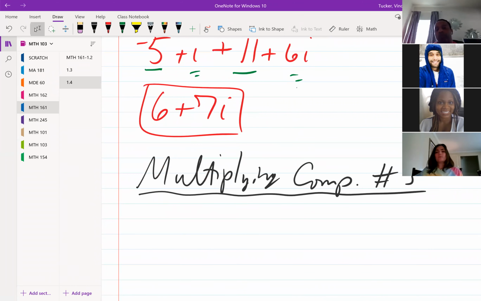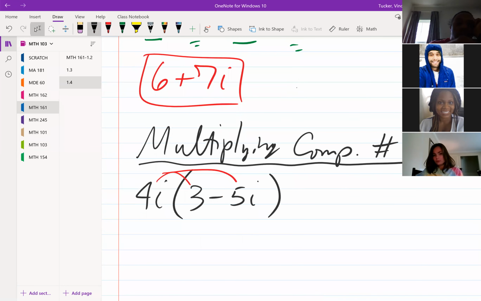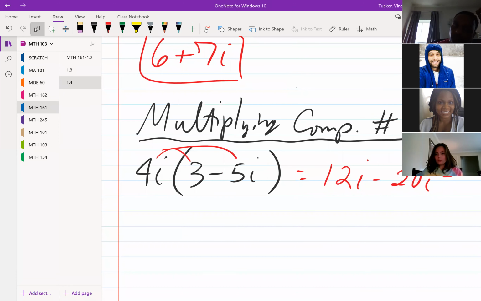All right. Multiplying complex numbers. So here we have 4i times the quantity of 3 minus 5i. So you would distribute the same way you would when multiplying a monomial times a binomial. So that would be 12i minus 20i squared. i times i is i squared.